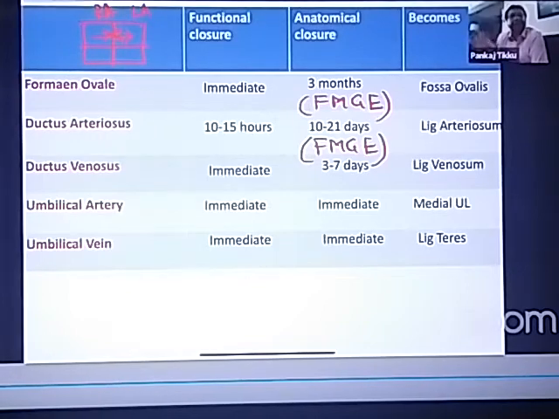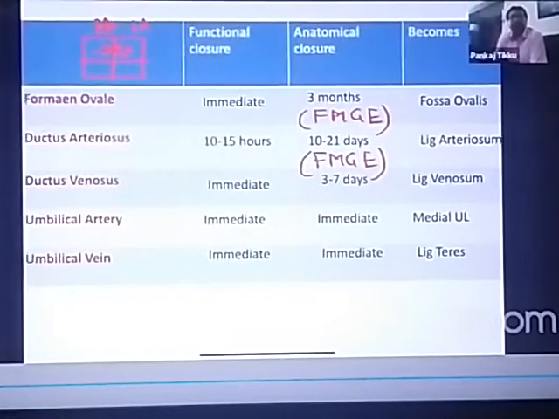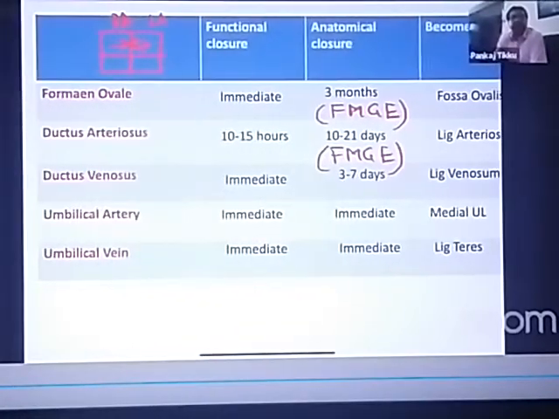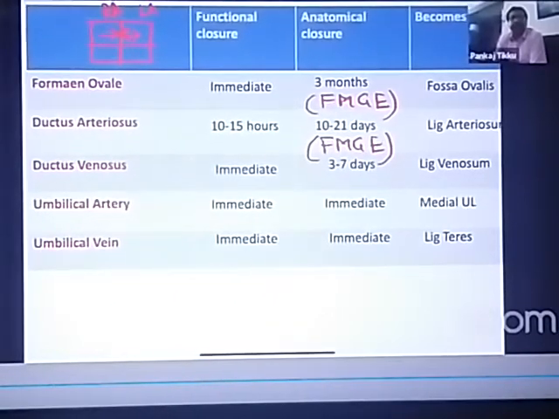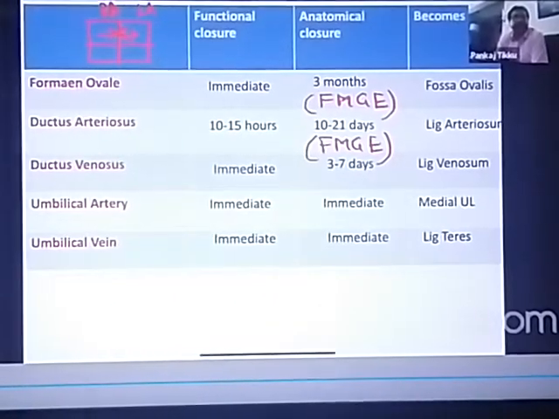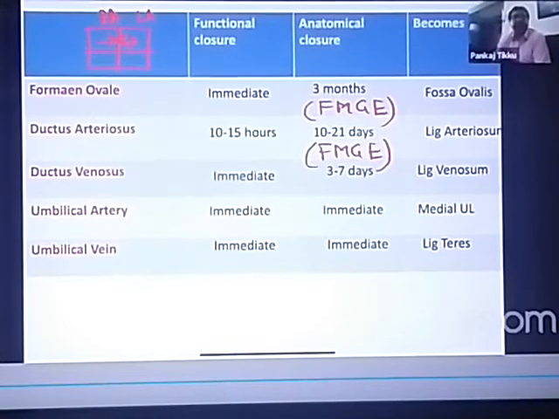So all of these are fetal structures relevant to the heart, and what do they become after the birth of the child? The foramen ovale goes on to become the fossa ovalis. The ductus arteriosus becomes the ligamentum arteriosum. The ductus venosus becomes the ligamentum venosum. The umbilical artery becomes the medial umbilical ligament, and the umbilical vein becomes the ligamentum teres.